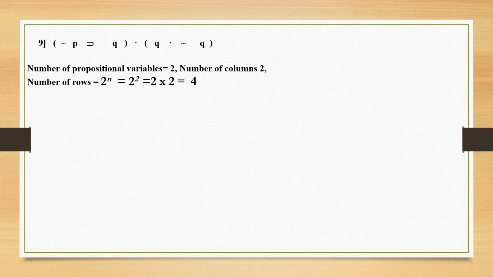Now we go to the ninth example. Into bracket curl P horseshoe Q, close the bracket, dot, another bracket, Q dot curl Q. How many propositional variables are there in this given expression? There are 2, P and Q. So the number of columns will be 2 and the number of rows will be 2 raised to n, that is equal to 2 raised to 2, that is equal to 2 into 2, that is equal to 4.